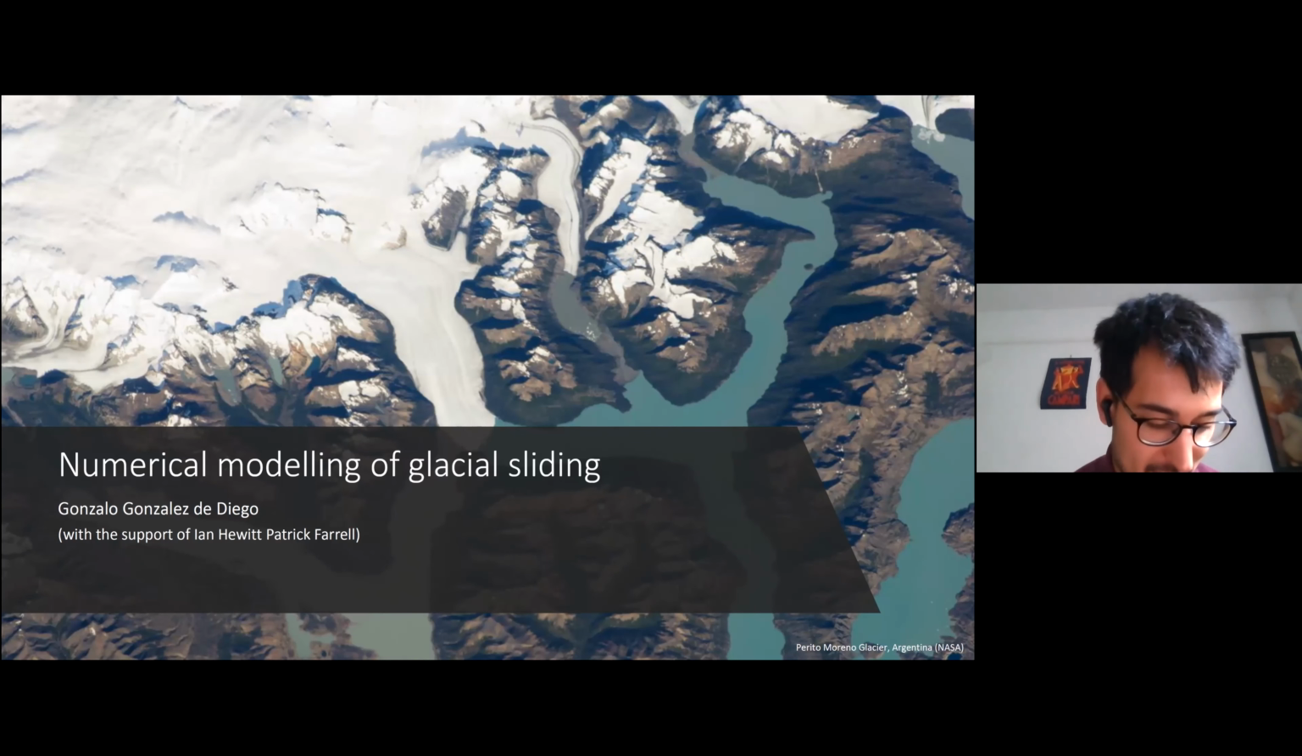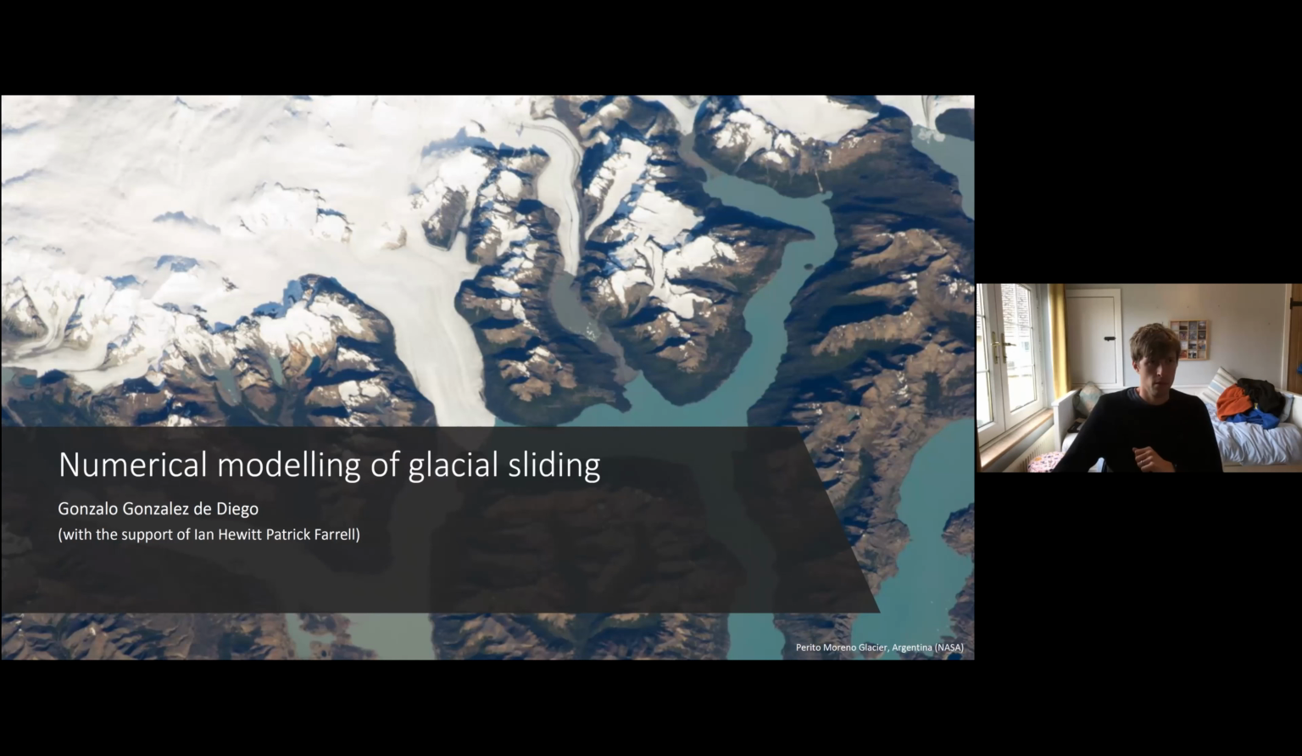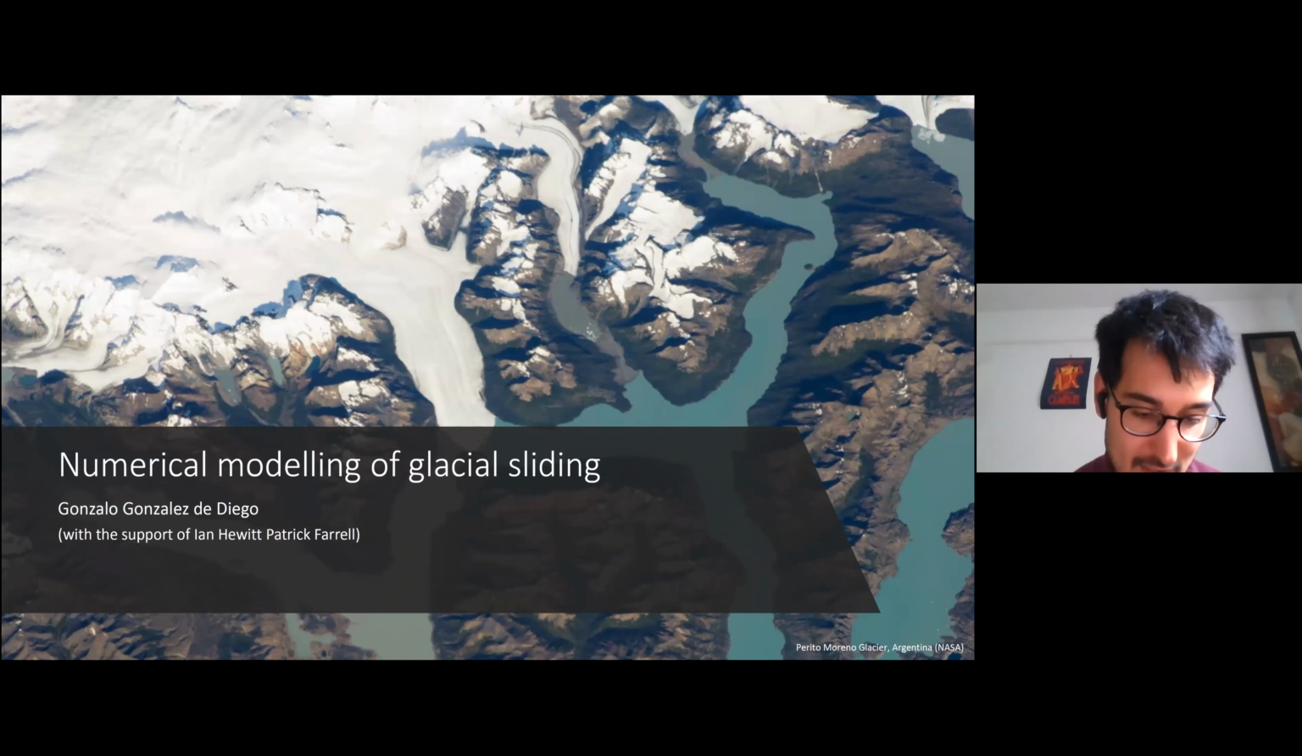As Sam said, my name is Gonzalo and I'm a DPhil student in mathematics. And I'm working on the numerical modeling of glacial sliding. So I think you all have an idea now of what I mean by glacial sliding, and I'll try to also convey what numerical modeling means as well.